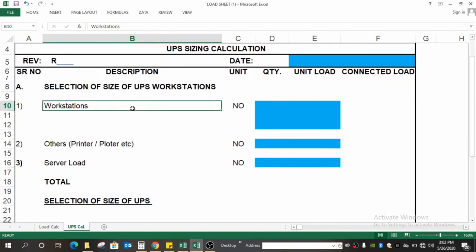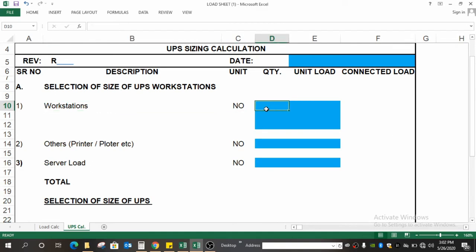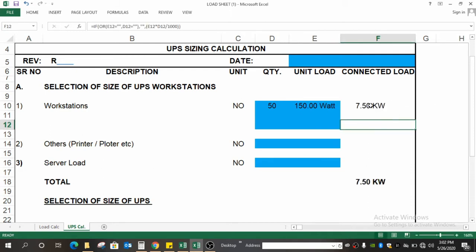First is workstation. Basically, workstations are the computers you use in office areas, and we call it a workstation. Suppose we have 50 workstations and the unit load consumption is 150 watt, we will enter 150 here so that we get the total connected load of 7.5 kilowatt.